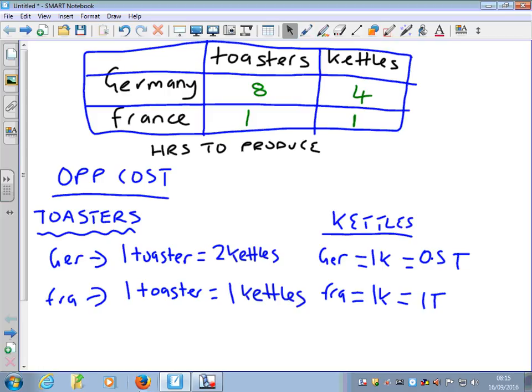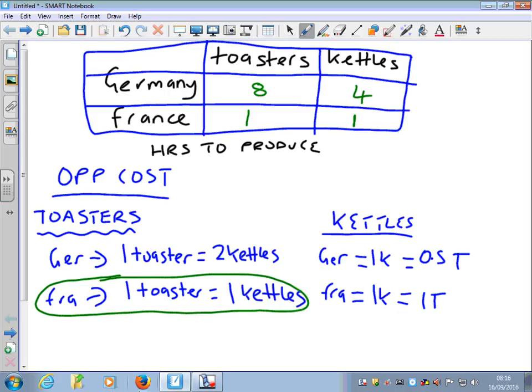Now let's think about the relative opportunity costs. Now when we look at toasters, what we would argue, and prove, is that the French can produce toasters at a lower relative opportunity cost than the Germans can. They only sacrifice 1 kettle to make a toaster, whereas the Germans have to sacrifice 2. When it comes to kettles, we see the Germans have got the comparative advantage. Okay, so when we look at the Germans, for example, for every 1 kettle they make, they lose half a toaster. The French lose a full toaster.